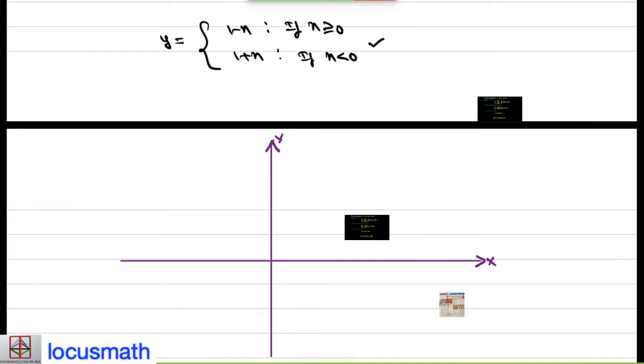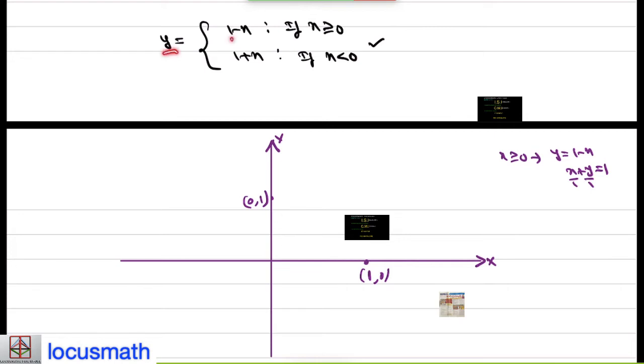For x greater than or equal to 0, the line is y is equal to 1 minus x, that is x plus y is equal to 1. The x intercept is 1 and the y intercept is also 1. That is, the line intersects the x axis at 1 comma 0 and the y axis at 0 comma 1. This is 1 comma 0 and this one is 0 comma 1.